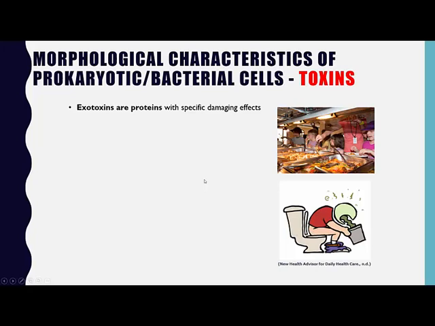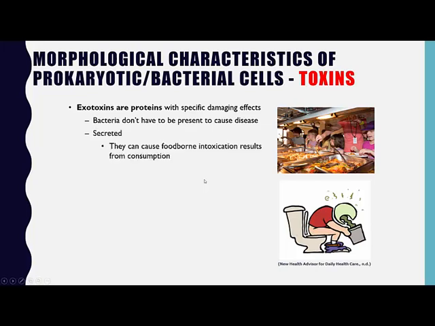So let's talk about exotoxins for a moment. Exotoxins, like I mentioned, are proteins and they are very specific. They attach to different cells and have different damaging effects. Because they're being released out of the cell, they can be located far away from the original bacterial cell that made them. So the bacteria don't have to be present to cause disease.